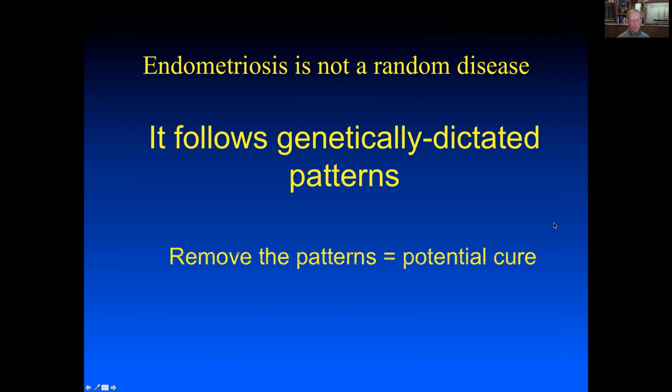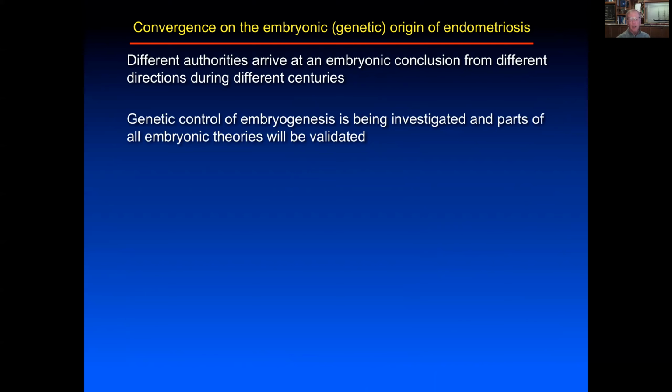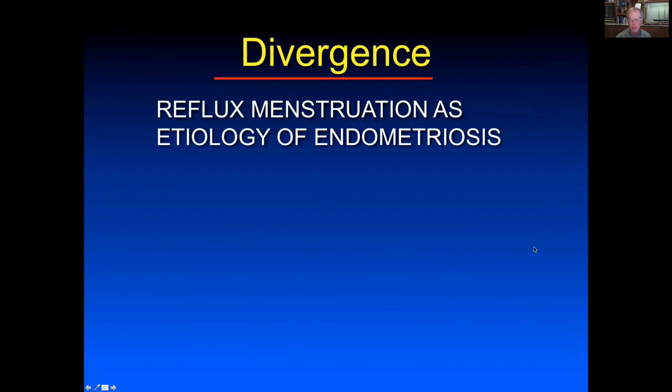It follows genetically dictated patterns. If you remove the patterns, there's the potential to cure the disease. What we're seeing is convergence on the embryonic, therefore genetic origin of endometriosis. And it's interesting that different authors have arrived at an embryonic conclusion from different directions and actually during different centuries. Genetic control of embryogenesis is being investigated, and parts of all previous embryonic theories will be confirmed. And here are some of the embryonic theorists from the past. Opitz in 1900, myself in 1988. I think this makes me the earliest adopter of an exclusive embryonic origin of endometriosis among living physicians.